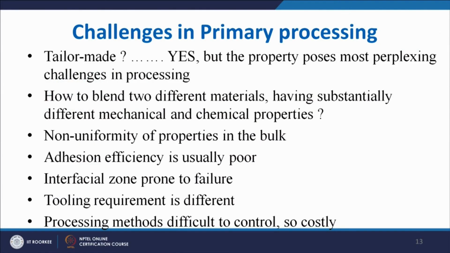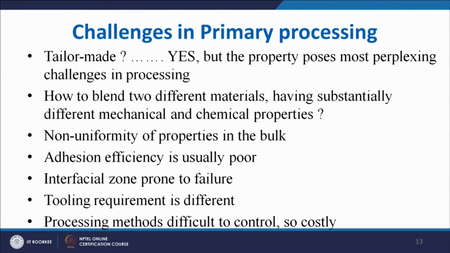Then the properties are not uniform. If you remember, in today's session only we have seen that if we use prepregs, our part uniformity is achievable, whereas in other processes that is a challenge. Adhesion efficiency between the fiber and the polymer is usually poor, and therefore we try to do certain treatments of the fibers in order to improve their adhesion with the polymers. The interfacial zone between the fibers and the polymers is prone to failure.